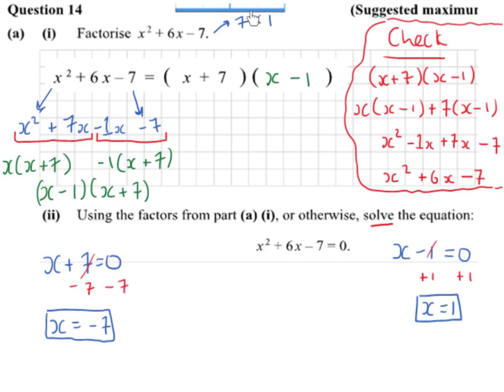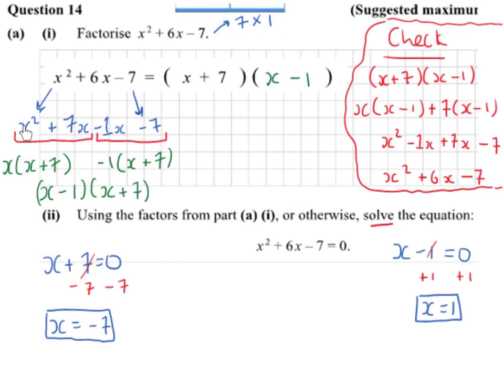Now I have to choose 7 and 1 because they're the only factors of 7. But I need to arrange them so that I end up with plus 6. So 1 has to be a plus and 1 has to be a minus. So I'm going to go with plus 7 minus 1 because 7 minus 1 is 6. If I'd done it the other way around, having minus 7 plus 1, I would have got minus 6, which is not going to work because I want plus 6. So 7 minus 1 gives me 6. 7x minus 1x gives me 6x.